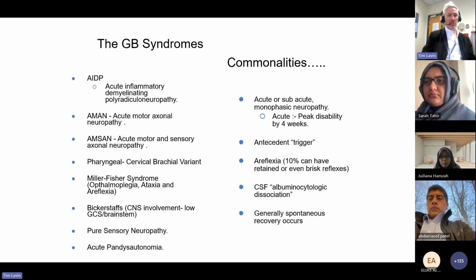So it can be easy to confuse yourself a bit with GBS, but these are really important concepts which link all of these: you have an acute or subacute onset, often acute, but you have your peak disability by 4 weeks. There's often a trigger. There's often global areflexia, ignore that 10% of retained reflexes. You have a high CSF protein, and they do eventually show a degree of spontaneous recovery.